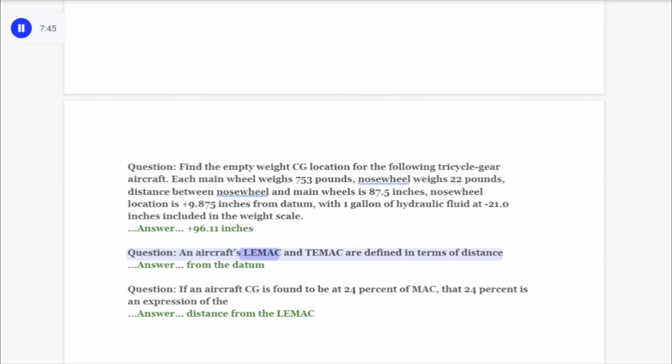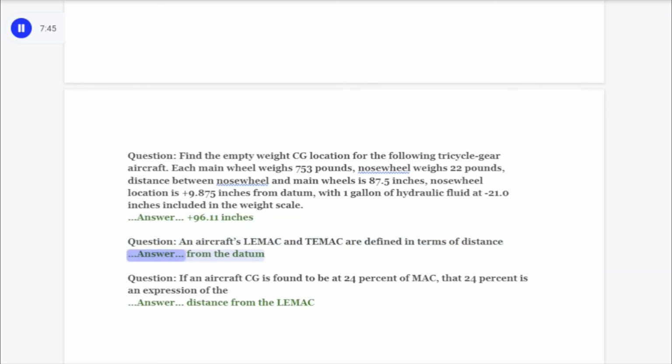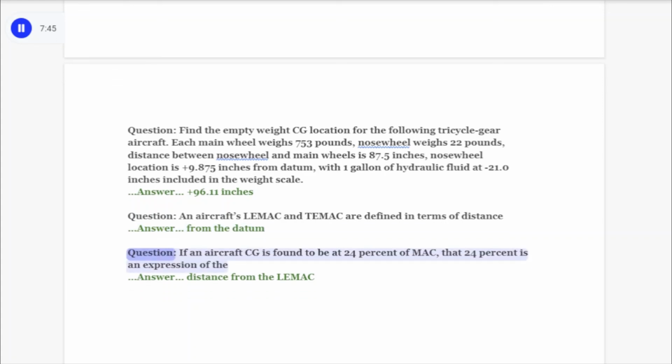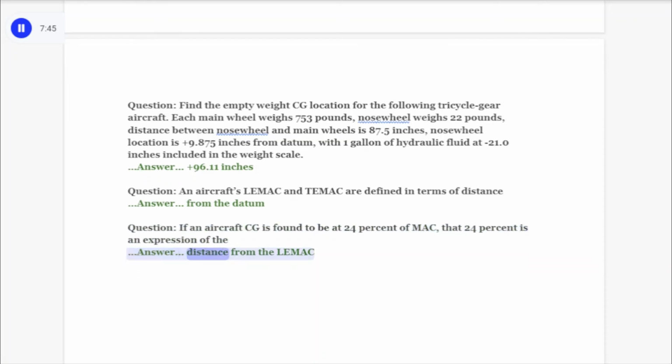Question. An aircraft's LEMAC and TEMAC are defined in terms of distance. Answer. From the datum. Question. If an aircraft CG is found to be at 24% of MAC, that 24% is an expression of the. Answer. Distance from the LEMAC.